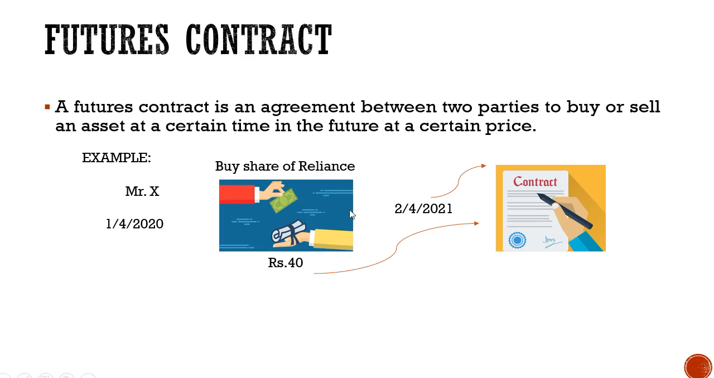Now, in this particular example, there are two parties: Mr. X and Reliance. So the statement that it is an agreement between two parties to buy and sell is agreed at a certain time in the future. This is the current date, but the contract will take place at a certain time in the future, that is 2nd April 2021. That is the future date, at a certain price which is decided today itself. So this is known as the future contract.